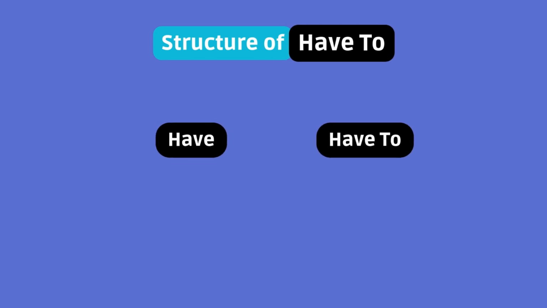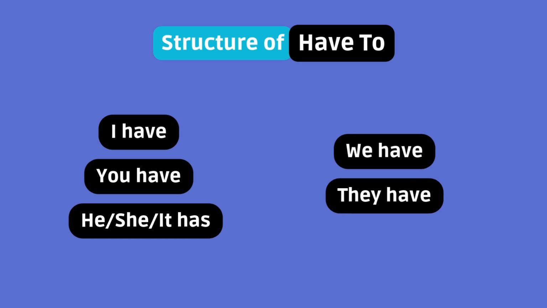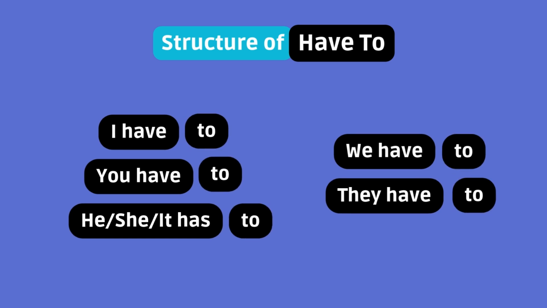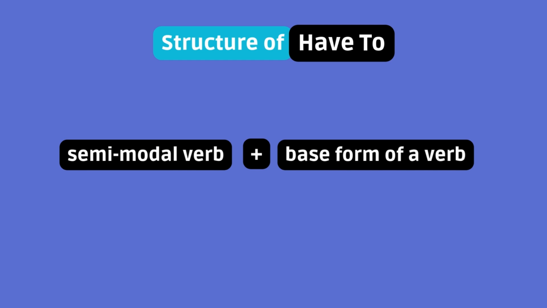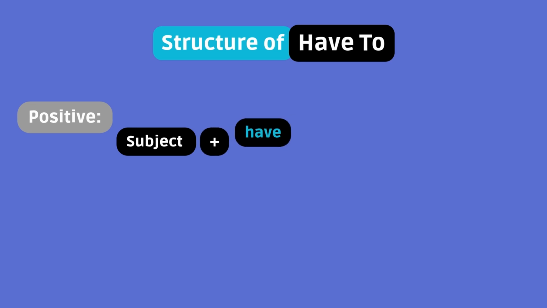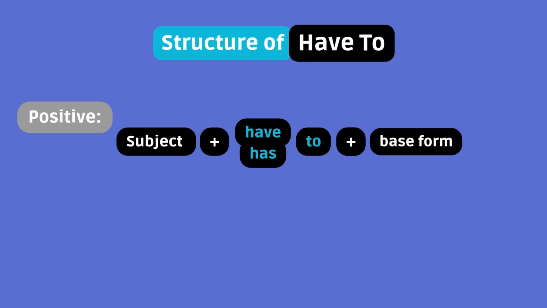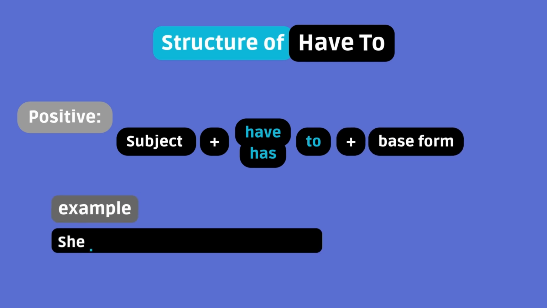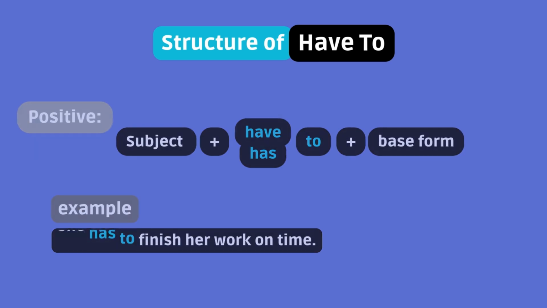Structure of have to. While have and have to express different meanings, their structures are pretty much the same. This means that if you know how to conjugate have, you can conjugate have to. Structure-wise, the main difference is that have to is a semi-modal verb, and it's followed by a verb in its base form. Let's look at some forms. Positive, subject plus have or has to plus base form. Example, she has to finish her work on time.